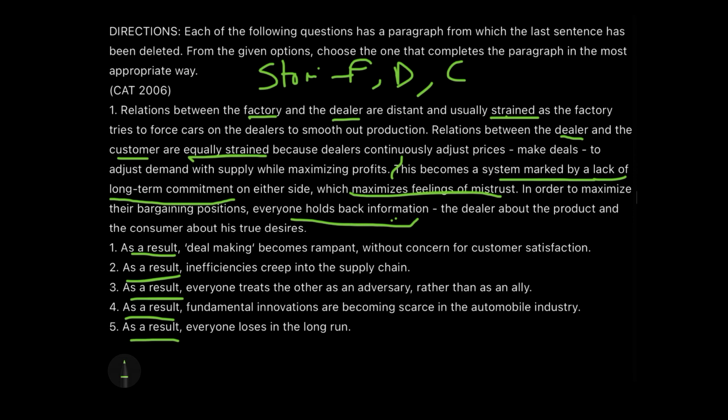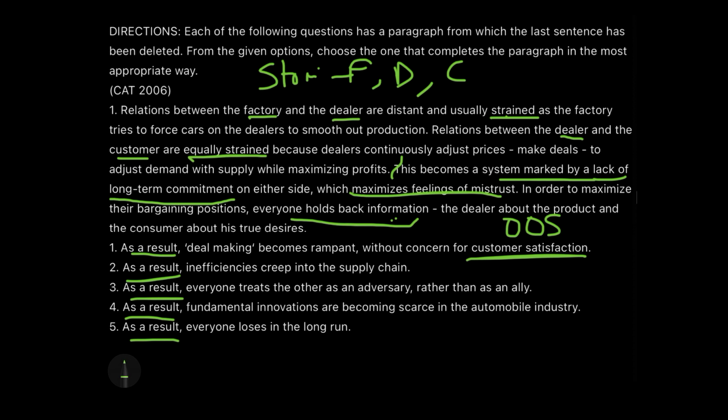Deal making becomes rampant without concern of the customer satisfaction. So customer satisfaction is going completely out of scope. We are not just considering one thing with respect to the customer. And first of all, customer satisfaction is not mentioned anywhere, so it's out of the scope of the passage. In my upcoming video today, I'll be telling you about very interesting methods of eliminating the options, which will really help you reduce the time in doing these para completion questions. So we'll have that video as well.